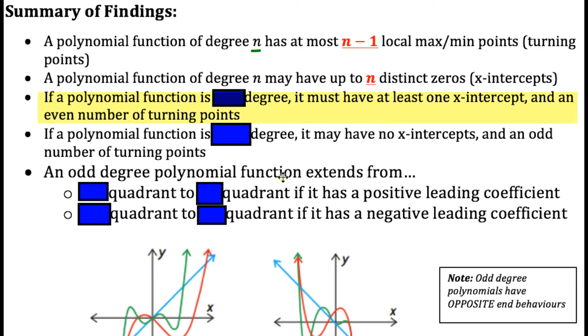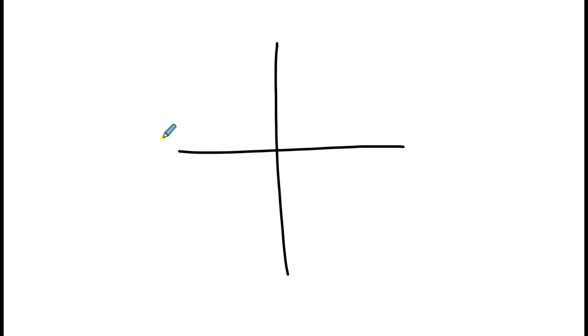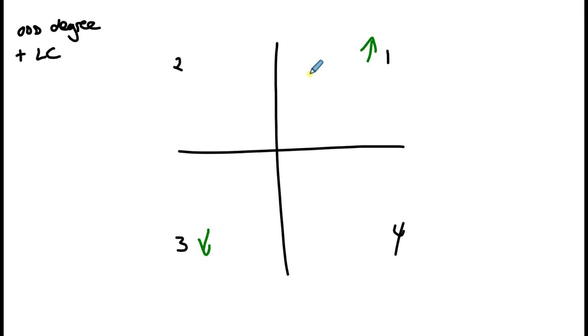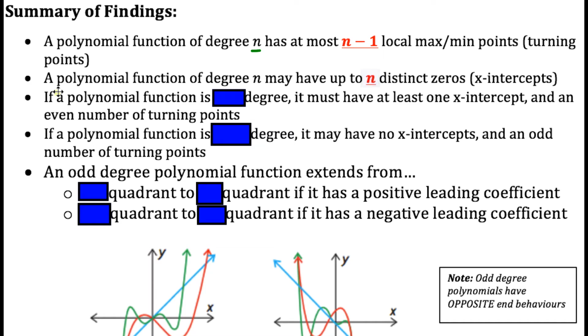If a polynomial is odd degree, it has to have at least one x-intercept. Why is that? Well, remember, odd degree polynomial functions, let me just show you a quick graph. Let me label the quadrants 1, 2, 3, 4. Let's say we have an odd degree and positive leading coefficient. I know that means it has to start down here in quadrant 3 and finish up here in quadrant 1. Since it has opposite end behaviors, in order to get from here to here, you have to at some point cross the x-axis at least once. That's why it says if it's odd degree, it has to have at least one x-intercept. And at most, it can have up to its degree.